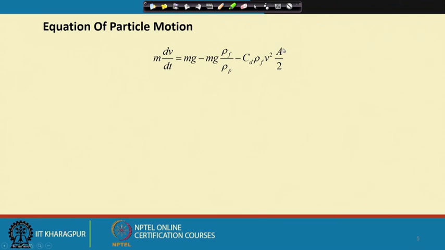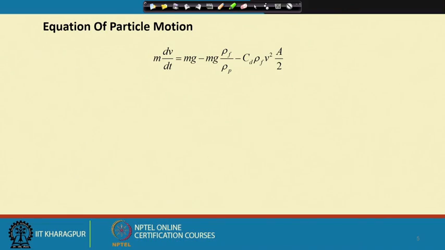What is A? A is the projected surface area. What does it mean? For a spherical particle the projected surface area does not change, because the surface area remains identical. But suppose I have a cylindrical particle traveling like this, then the projected surface area is different. That means it is the surface area of the particle in contact with the fluid medium, and if I change the orientation, the surface area gets reduced. So the projected surface area changes.